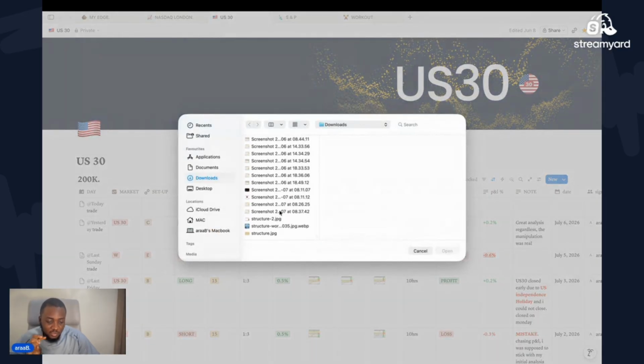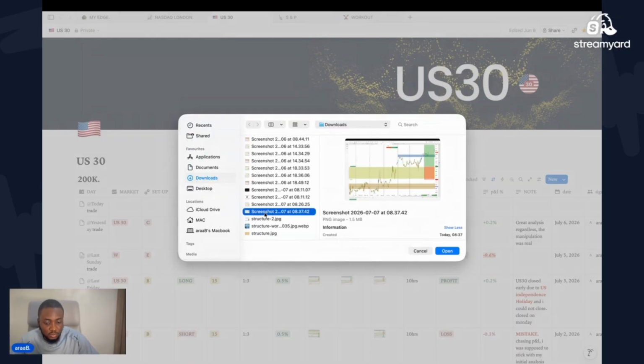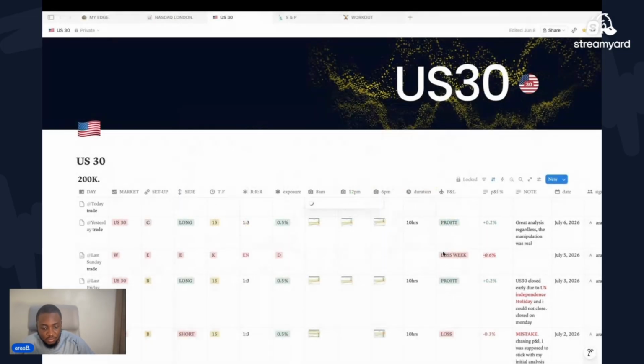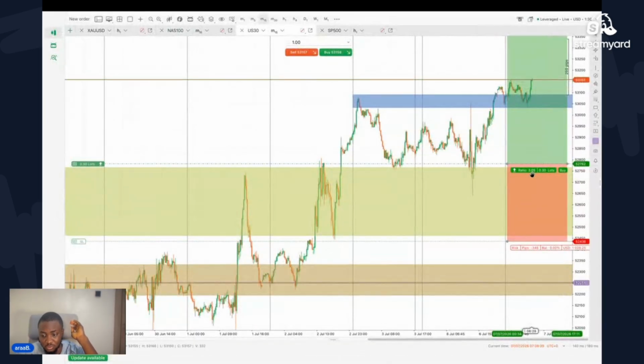I take three screenshots every day. Sorry, I'm repeating myself. So this is the screenshots. I take the screenshots and upload them to my journal. Then I fill some other important details like my exposure, which is 0.5% of my account size. Then I write my risk to reward, which is 1:3, or is it 1:3? Let me confirm what ratio. Yes, ratio 3. So it's 1:3.